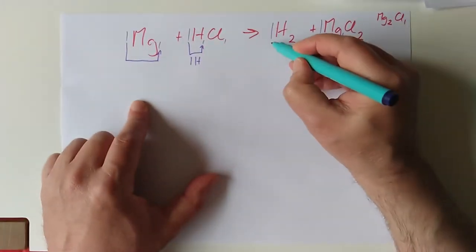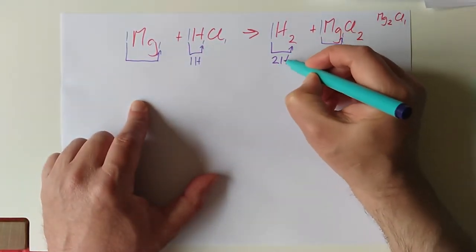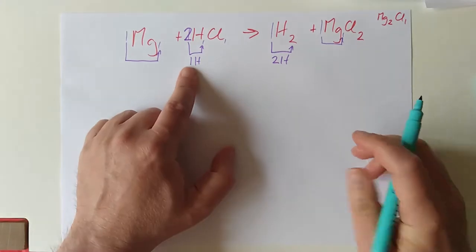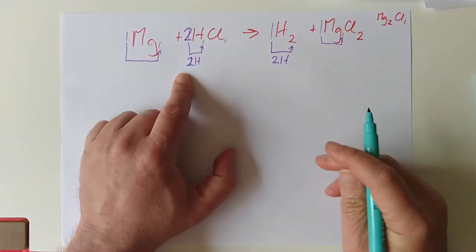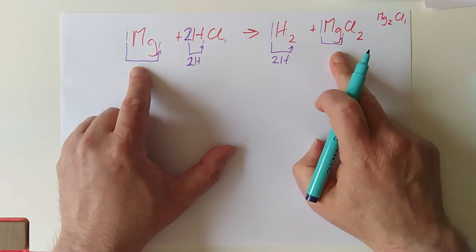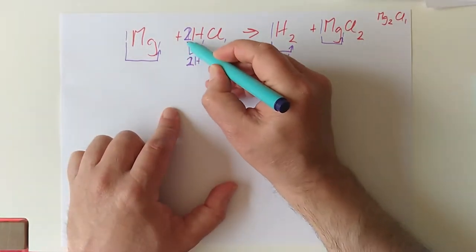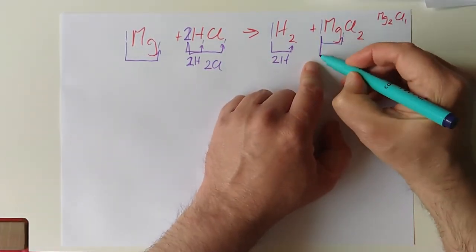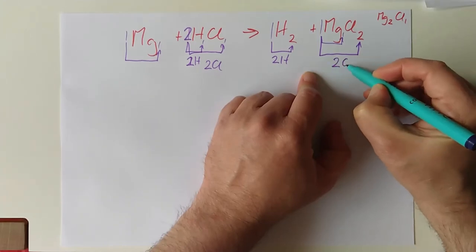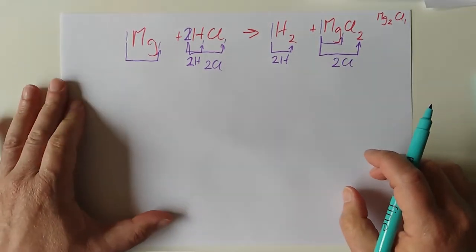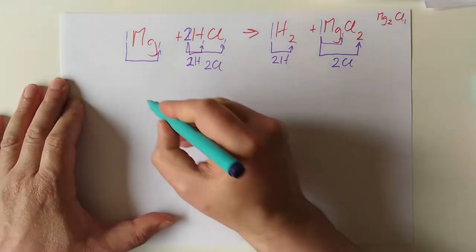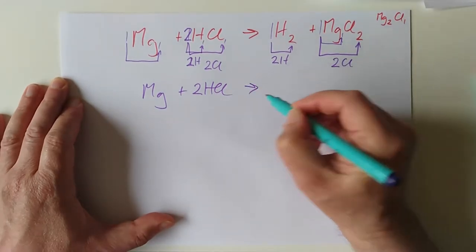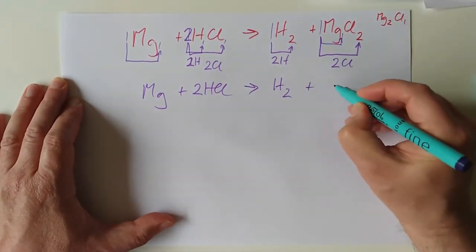We've got 1 hydrogen here, but we require 2 hydrogens here. Well, that's okay. Let's just change that to a 2. Let's have 2, because that fixes that. 2 hydrogens. Does it change the magnesium in any way? No, it doesn't. Okay, that's fine. Let's do 2 times the chlorine. Gives you 2 chlorines. And, oh, look, that was handy. 2 chlorines. So that equation is now balanced. So it's Mg plus 2HCl makes hydrogen and magnesium chloride.